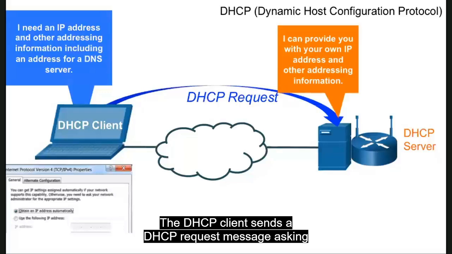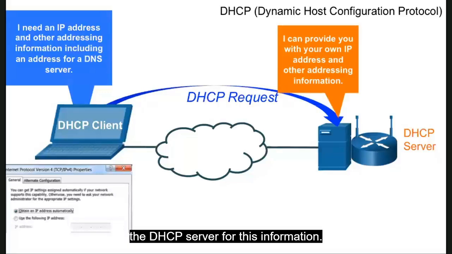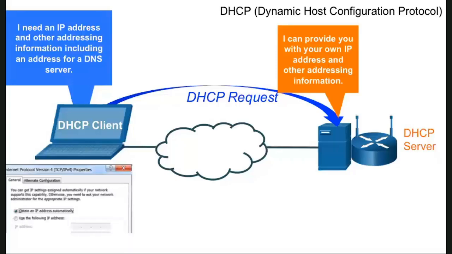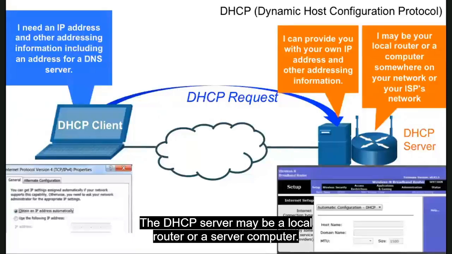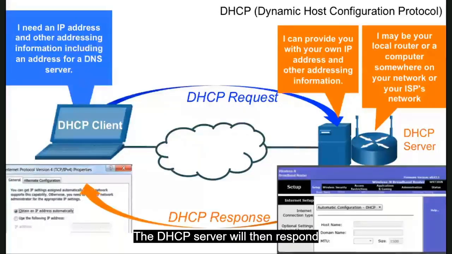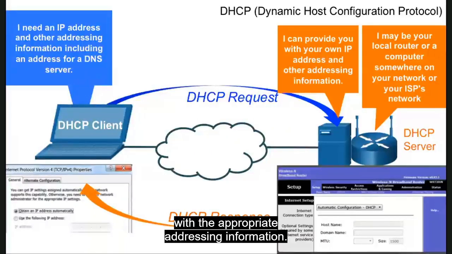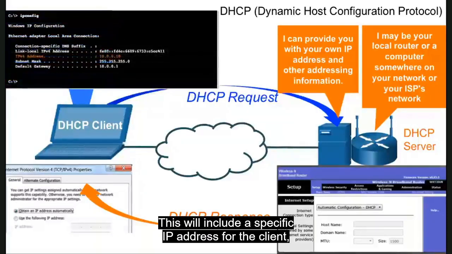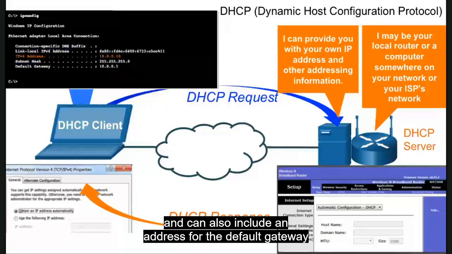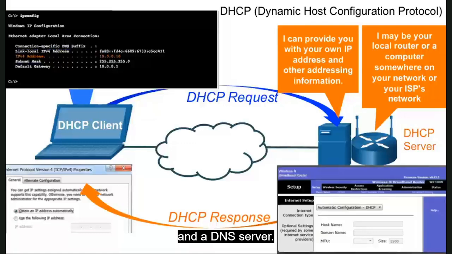The DHCP client sends a DHCP request message asking the DHCP server for this information. The DHCP server may be a local router or a server computer. The DHCP server will then respond with the appropriate addressing information. This will include a specific IP address for the client and can also include an address for the default gateway and a DNS server.